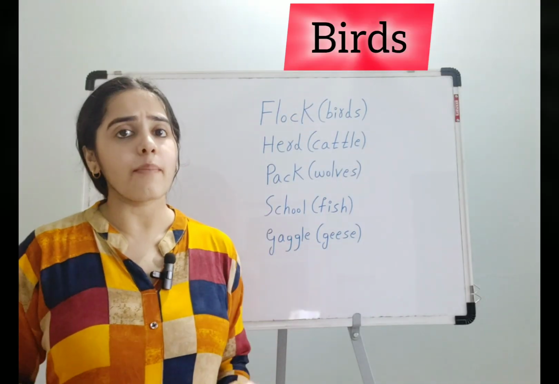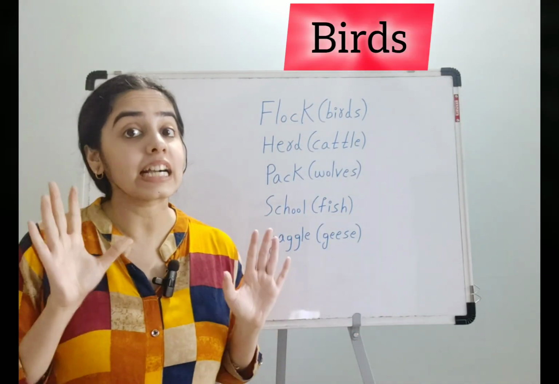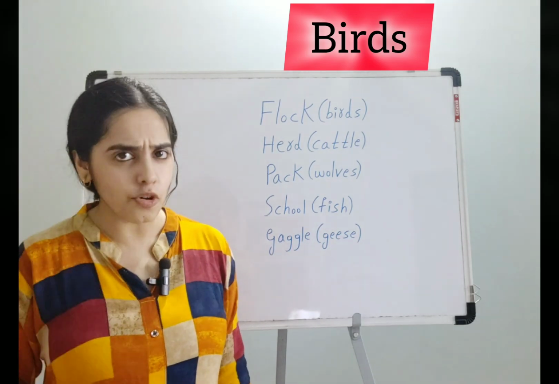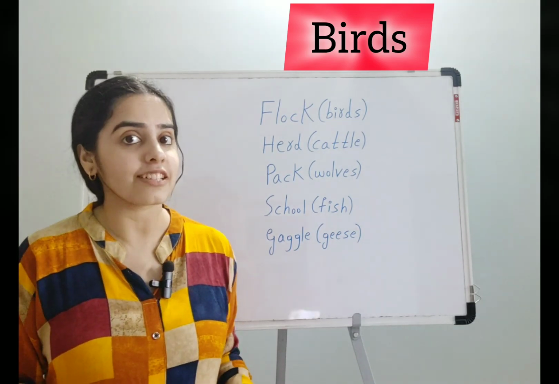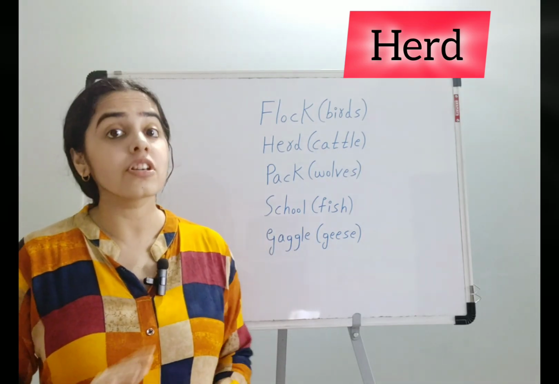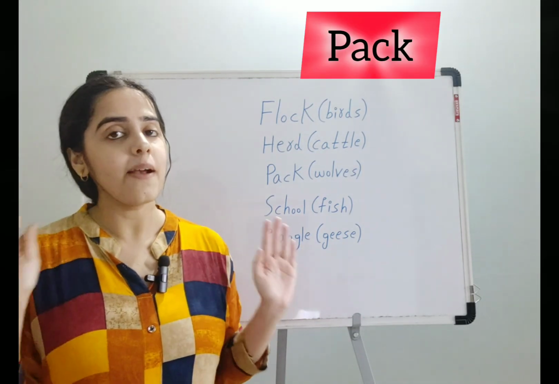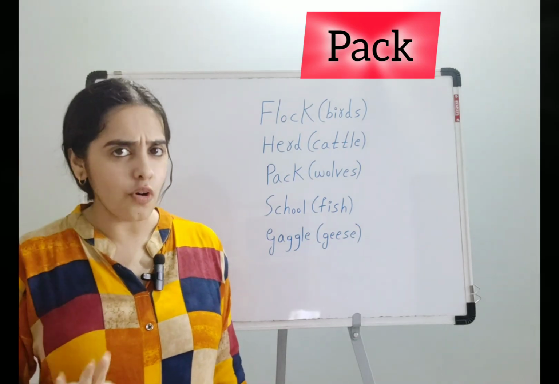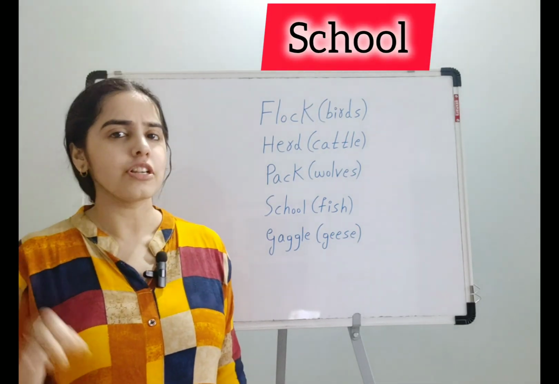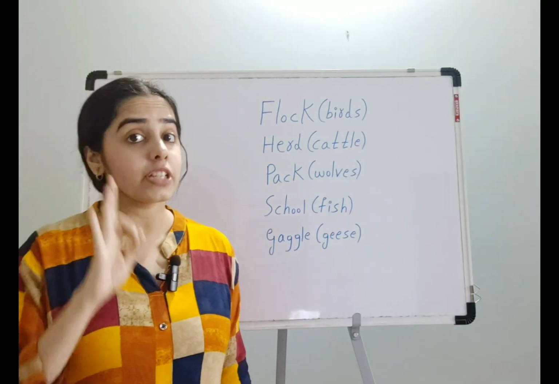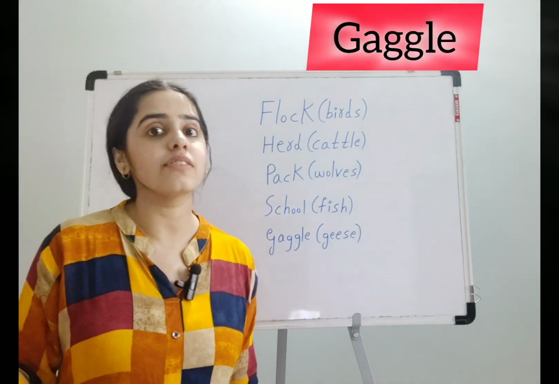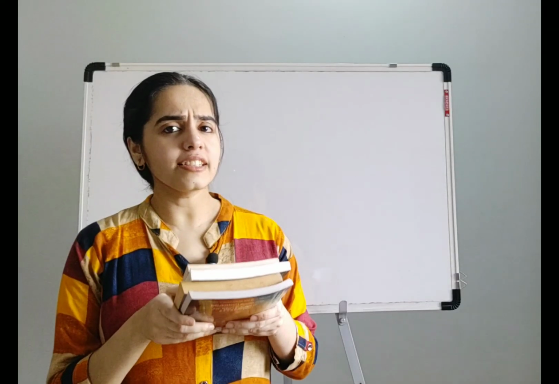When we are talking about a group of birds, a collection of birds, we say flock of birds. When we are talking about a group of cattle, we say herd of cattle. When we are talking about a group of wolves, we say pack of wolves. When we are talking about a group of fish, we say school of fish. In the same manner, when we are talking about a group of geese, we say gaggle of geese. What are these?